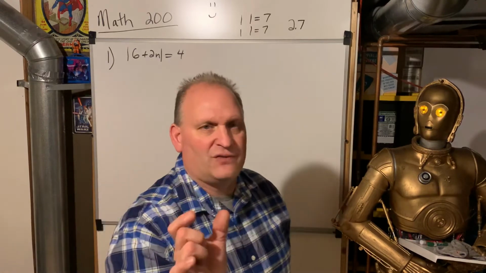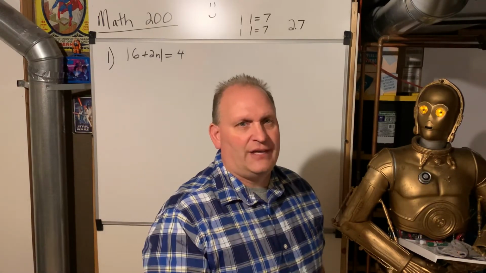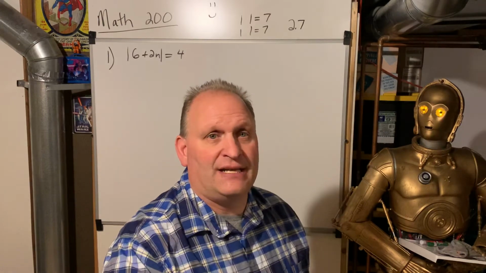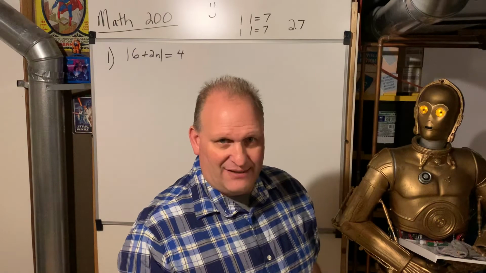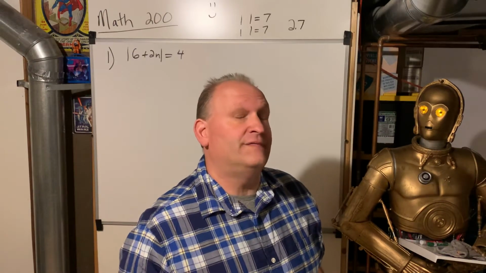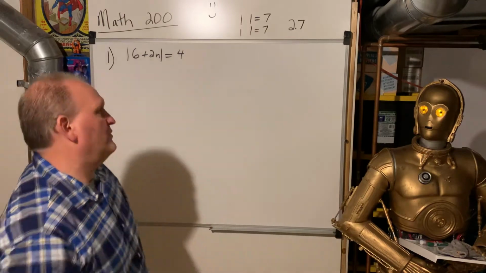So if you take the absolute value of a positive number, it's positive. If you take the absolute value of a negative number, it becomes positive. The only time that it isn't a positive value is if you take the absolute value of zero. The absolute value of zero is zero, which is not positive or negative.